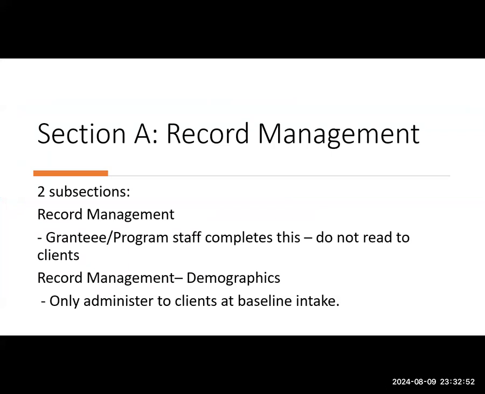There's 2 subsections to Section A, Record Management and Record Management Demographics. Grantee program staff complete the tool's first section, Record Management, so please don't ask the client questions from the subsection. Instead, you can ask clients questions from the second subsection, Record Management Demographics, but only at baseline and intake.